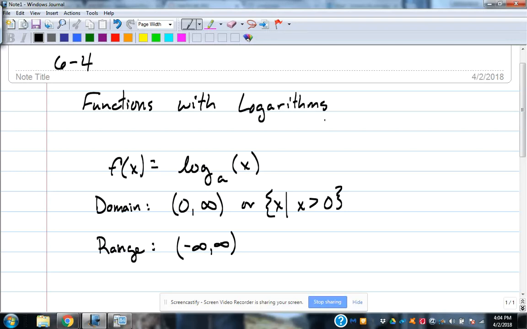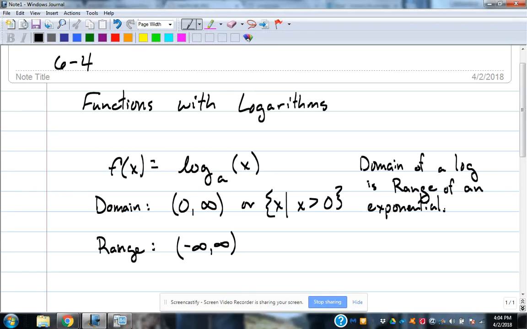Logarithms and exponentials are tied together, that the domain of a log is the range of an exponential. Reason being is that the logarithm is the inverse of an exponential. And the exponential is an inverse of a log. Okay. So that kind of just gets us there.